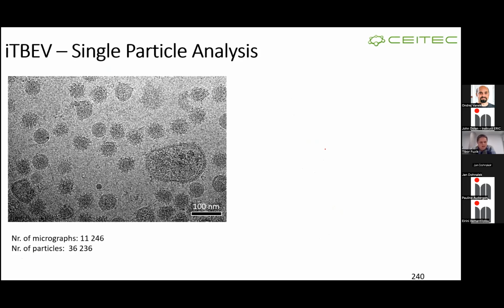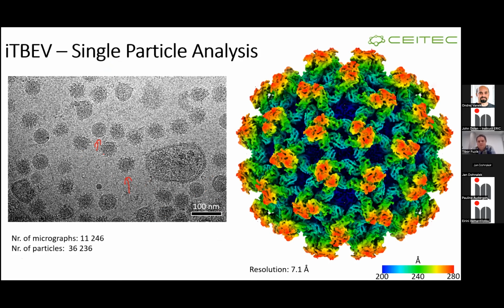We collected several thousands of micrographs. You can see that these particles are not anymore nicely smooth. These particles are more rough and fluffy. However, in the prep, we have also a little bit of mature particles. And when we average these particles, we get this beautiful particle that looks nice, spiky, as from the micrographs. And it went down to 7.1 angstrom resolution, which is not bad.